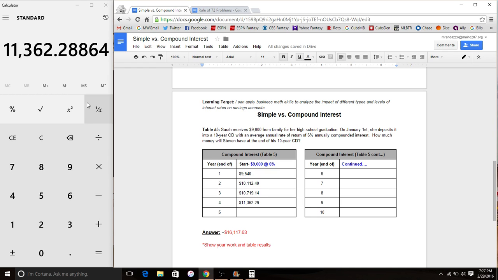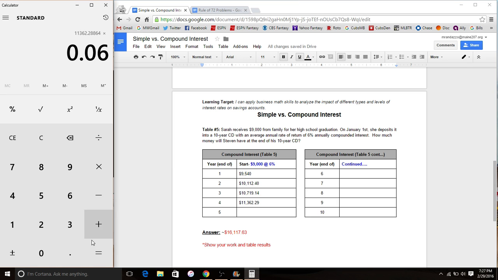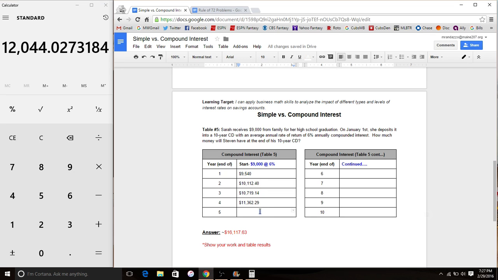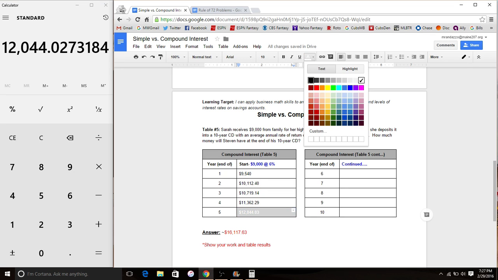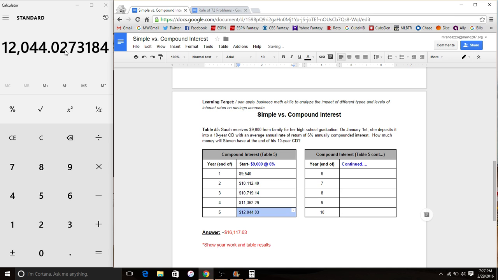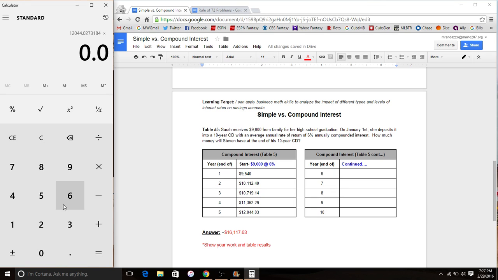Alright. Then here, we're going to multiply by 0.06 again. Remember, it's just you multiply by the interest rate and then add the previous number. Now we add the previous number. $12,044.03. Just make sure that's right. $12,044.03. Very good. Multiply that by 0.06.